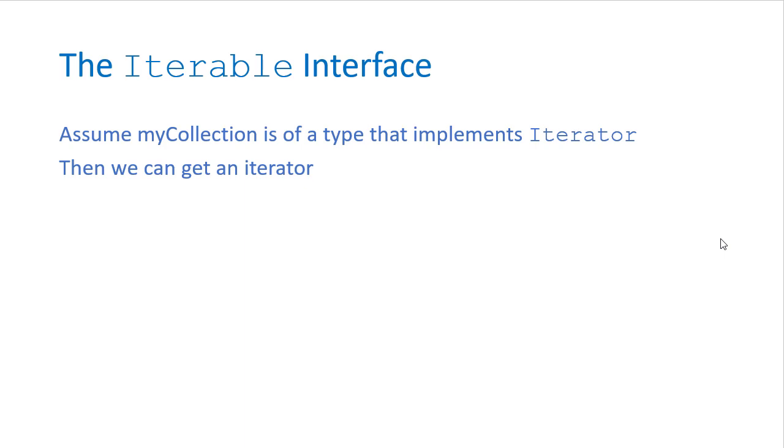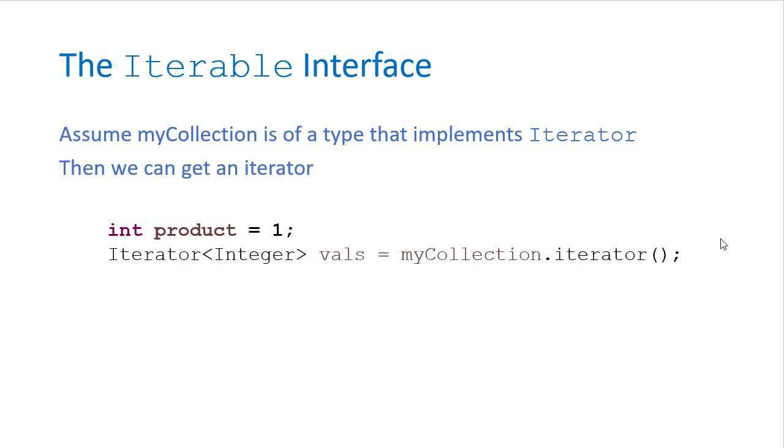But let's suppose we want to take the elements in this collection and multiply them all together. So we'll initialize our product to 1. Then we'll get an iterator of the integers in that collection. Notice here, we have an iterator object reference variable called vals. We assign that to the return value of calling the iterator method on myCollection. myCollection is of some type that implements Iterable, so it has this iterator method that returns an iterator to us.